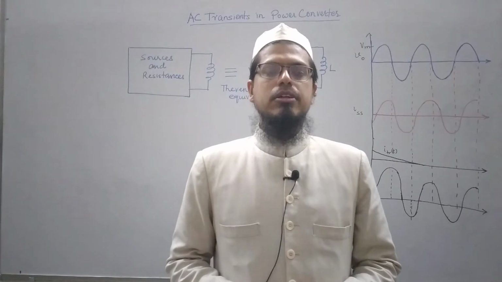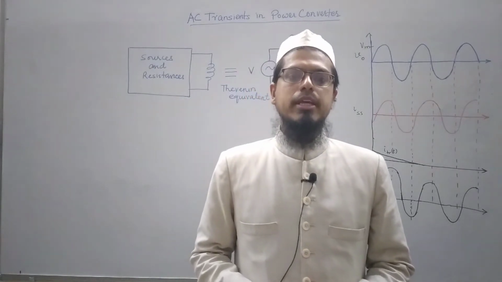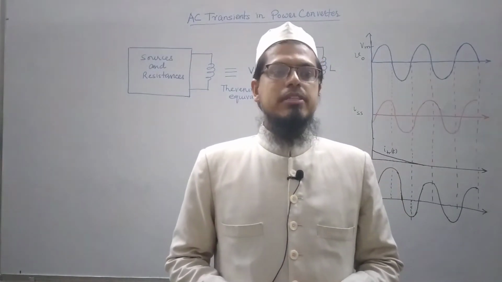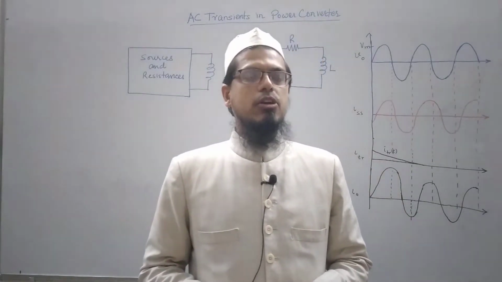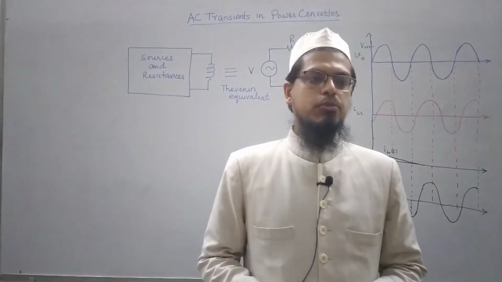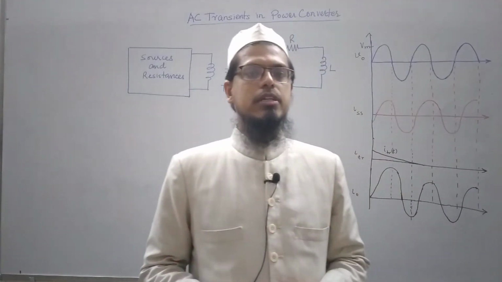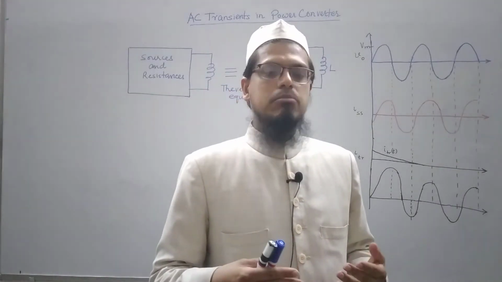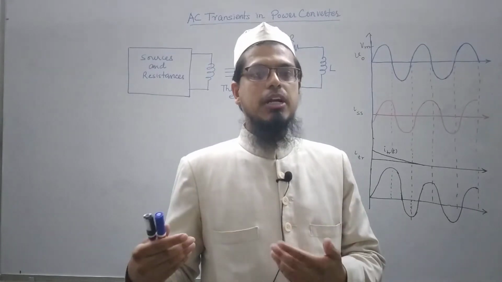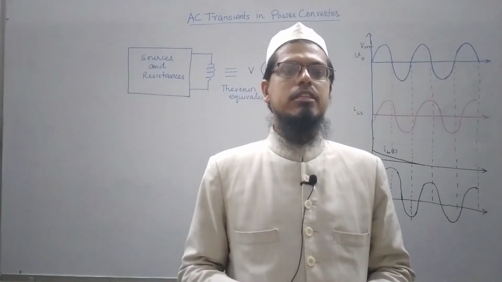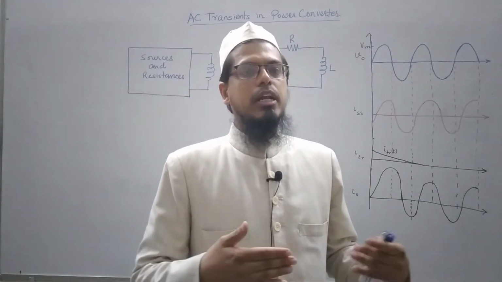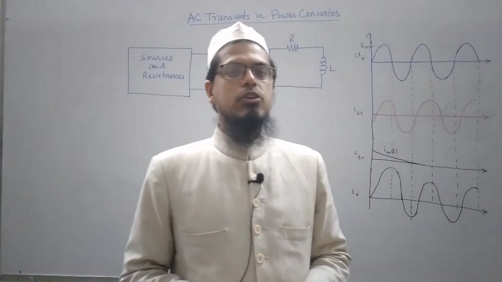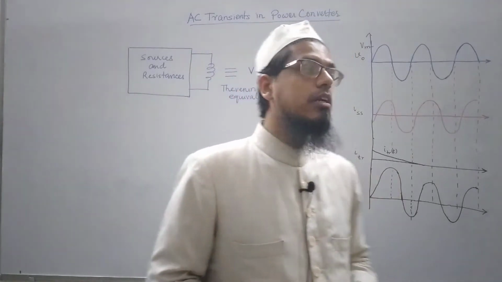In this lecture, we would be discussing the AC transients in a power converter circuit. Basically, we would be focusing on power converter circuits which produce an output which has some part of it sinusoidal in nature, and that is given to a DC load, and we would try to analyze how the current behaves in that particular case. So let us start.